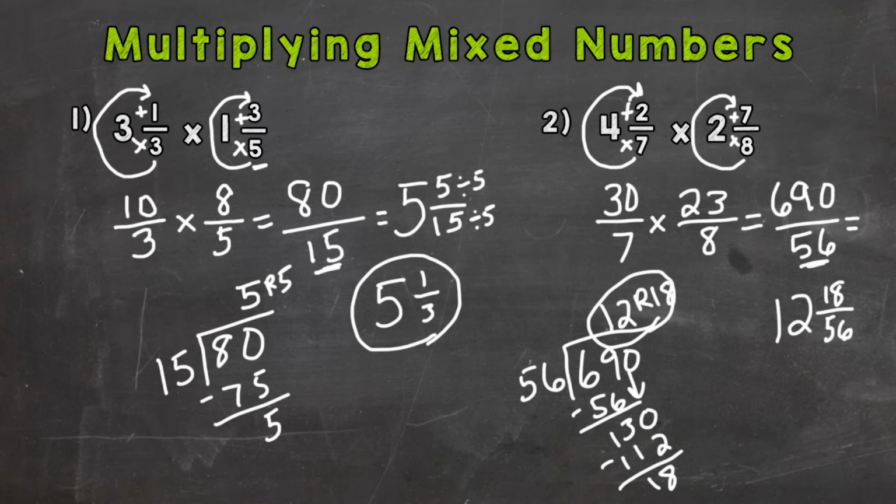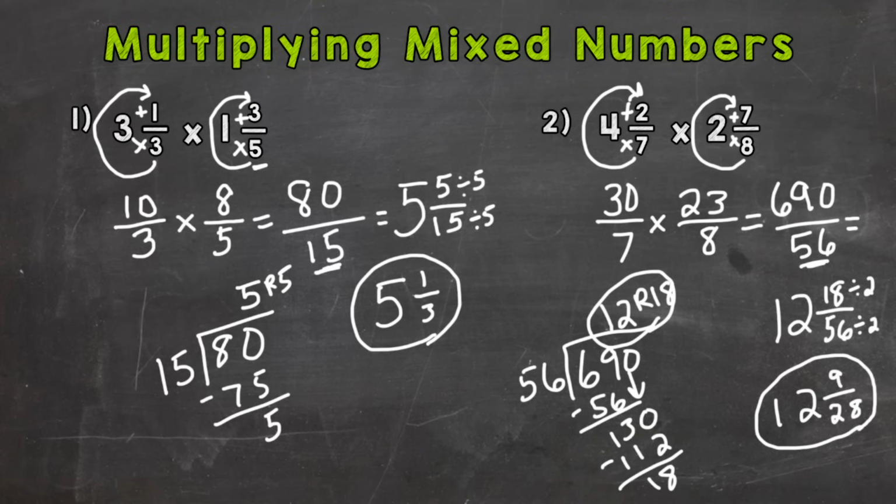Now, always check to see if your fractional portion of the mixed number can be simplified to lowest terms. And we have an 18 and a 56, and they're both even, and so they can both be broken down by 2, and that happens to be their greatest common factor, so it's just going to be one step here. So divide both by 2. 18 divided by 2 is 9. 56 divided by 2 is 28. And that's the simplified version. So the answer to number 2 is 12 and 9/28.